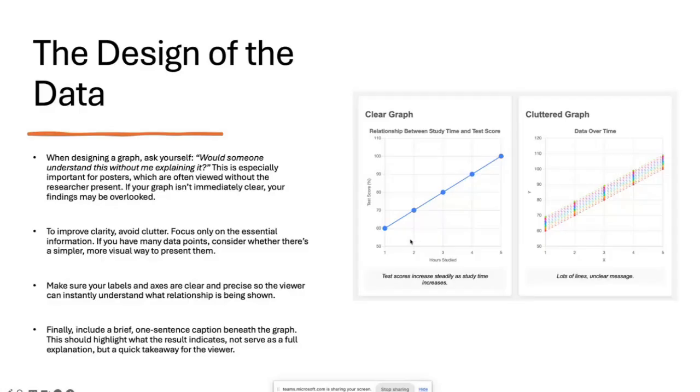And finally, include a brief one-line sentence or caption beneath the graph. This should highlight what the results indicate and not serve as a full explanation, but just a quick takeaway for the viewer. So for this graph, it just says the test scores increase steadily as study time increases. So even if they don't understand the graph, there's one sentence there that describes everything perfectly.